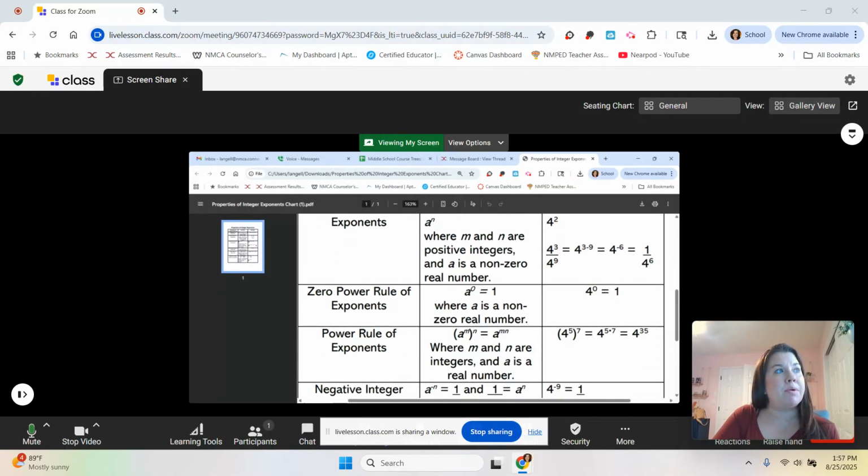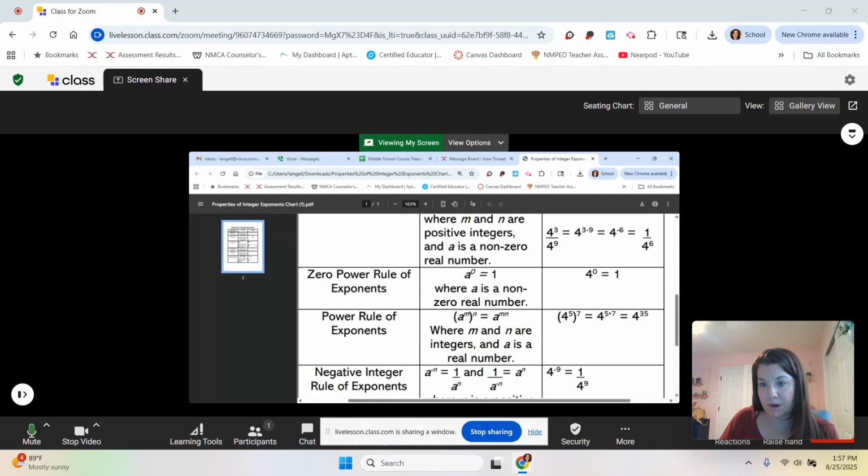The zero power rule. Any number taken to the 0 power equals 1. It doesn't matter what that base is. If it is taken to a power of 0, it's equal to 1. And I go over that in one of my previous videos on why that happens.